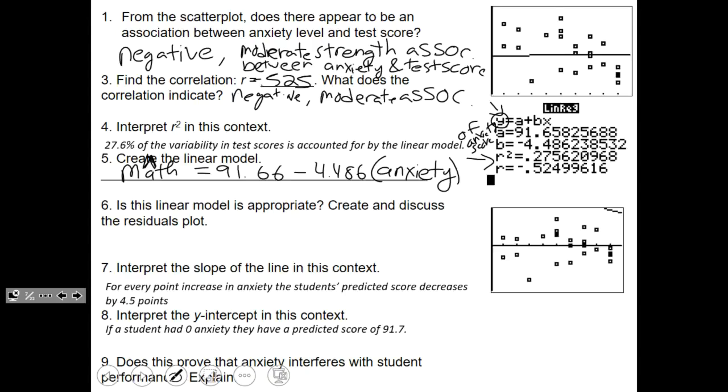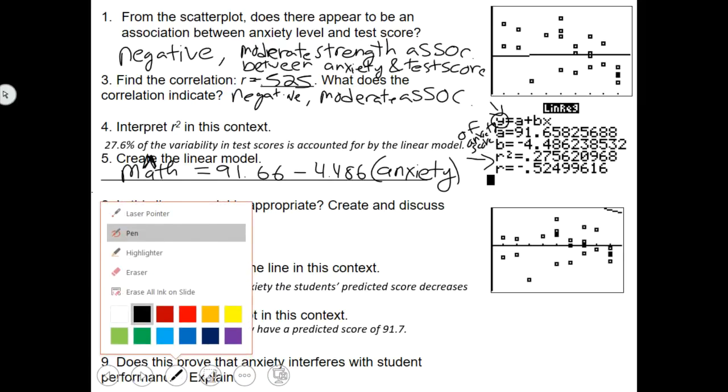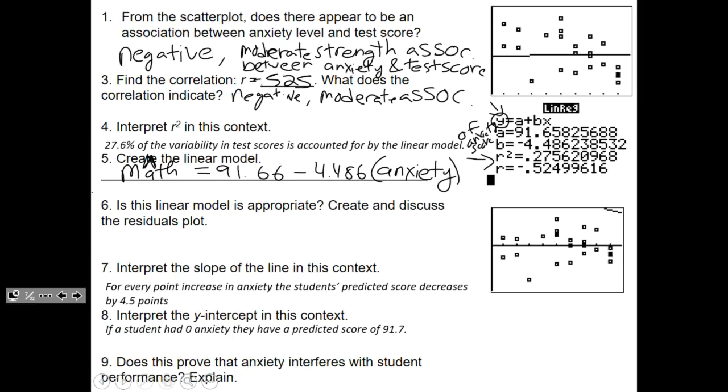Last one, it's kind of hard to read perhaps. Does this prove that anxiety interferes with student performance? Okay. And no, it doesn't prove that anxiety interferes with student performance. In order to prove that, I'd have to do an experiment. This is an observational study. I'm not manipulating any of their anxiety levels, so I cannot prove causation.